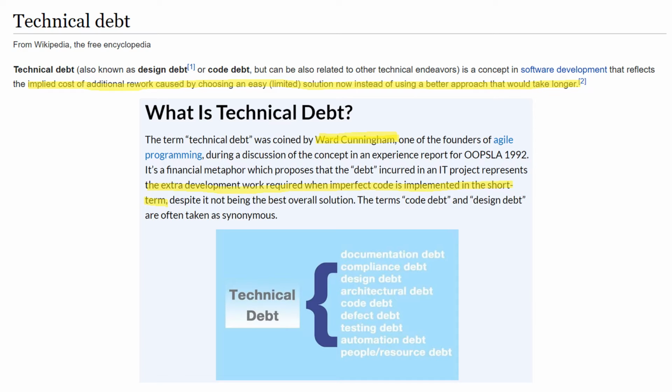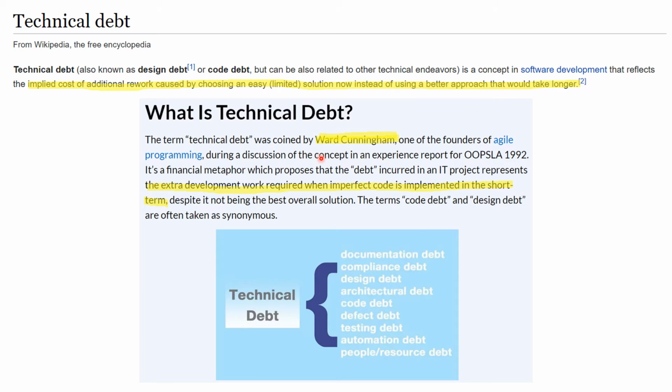So what is a technical debt? It is an implied cost of additional rework caused by choosing an easy limited solution instead of using a better approach that would have taken a longer period of time, right? Giving a workaround, as simple as that. Giving a workaround when the customer is putting pressure on you, providing some hot fixes, without even writing full, well designed code and delivering it, right? That creates additional rework that has an implied cost to it.